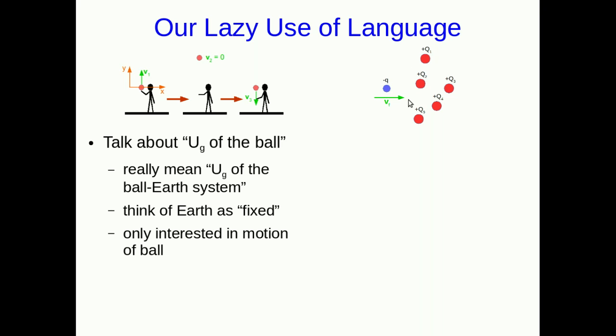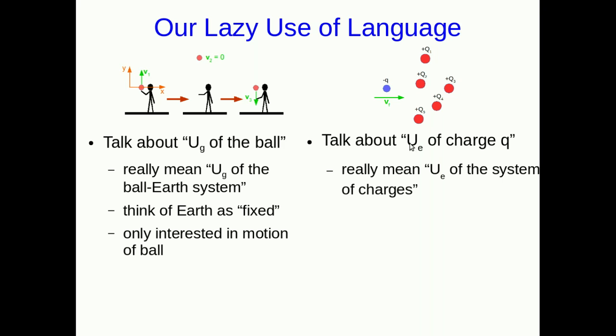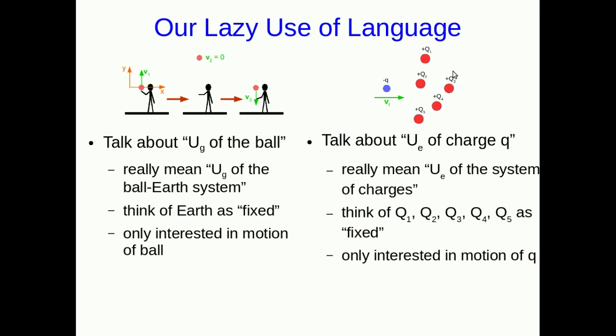Well, very similarly, when we're talking about electrical potential energy, we'll often have a charge that's moving around, and we'll talk about the electrical potential energy of that charge that's moving around. But again, we really mean the electrical potential energy of the whole system of charges, the one that's moving and the ones that are influencing its motion. But we're thinking of all those other ones perhaps as fixed. We don't care about their motions. We're only interested in the motion of this moving charge. And so we talk about the potential energy as if it just belonged to that charge.